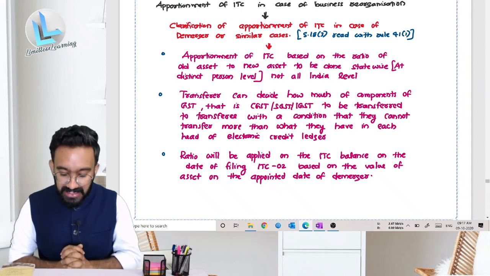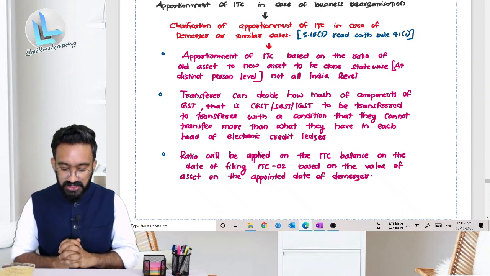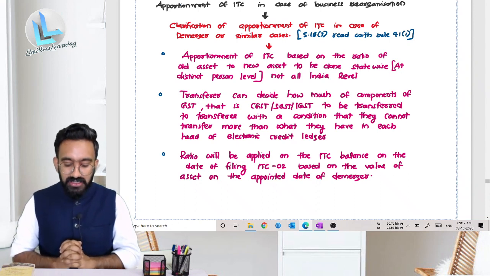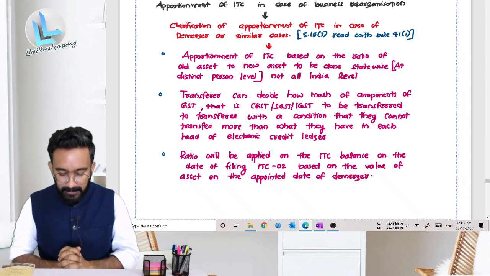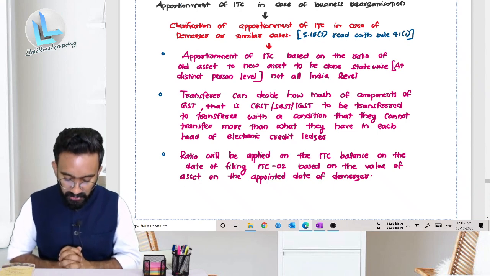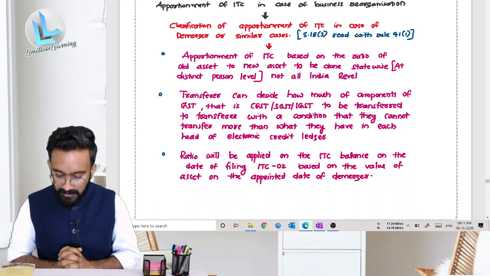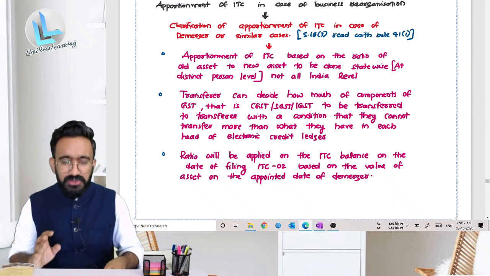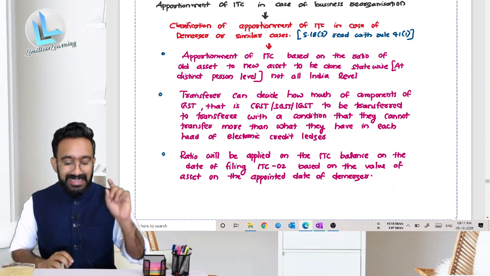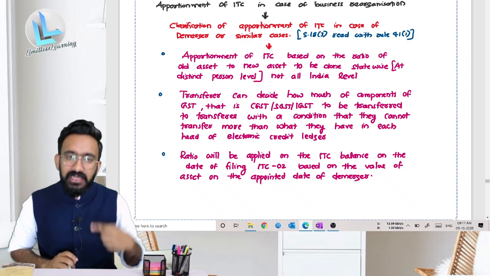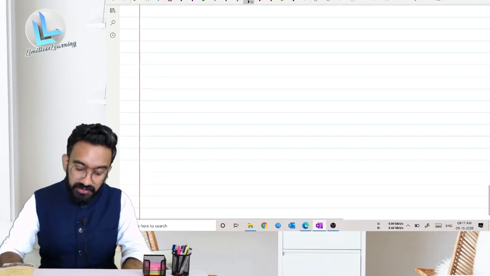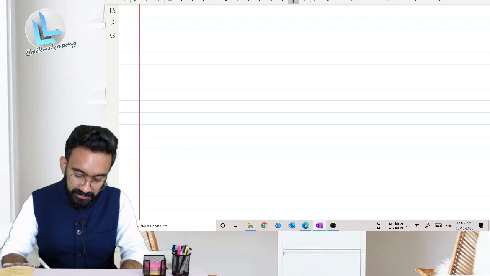Point number 2, transferor can decide how much of the components of GST, that is CGST, SGST, IGST, to be transferred to transferee with a condition that they cannot transfer more than what they have in each head of electronic credit ledger. The ratio will be applied on ITC balances on the date of filing ITC-02 based on the value of asset on appointed date of demerger. So just very small 3 points. So stop for a moment and read this, and then start playing it again so that you will have more clarity on whatever I am discussing. This can be applied on demerger or taking a new registration, all similar cases.